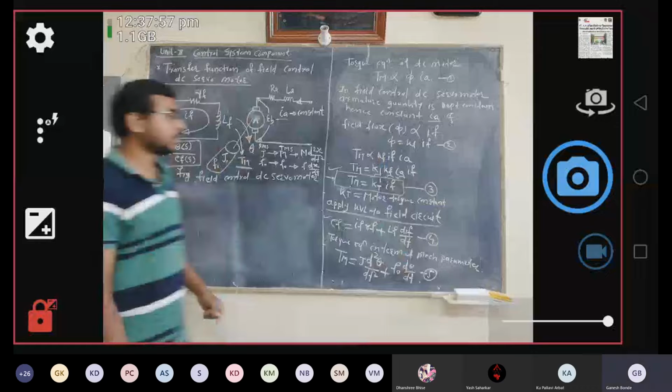So simplify this equation. Take I f of s common. This I f of s and this I f of s you can take common. So I f of s is equal to E f of s upon Rf plus s times Lf. Give equation number 7 for this.